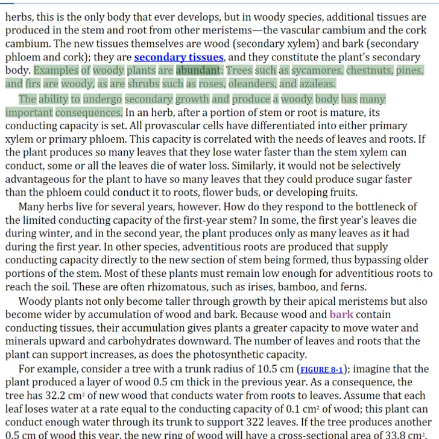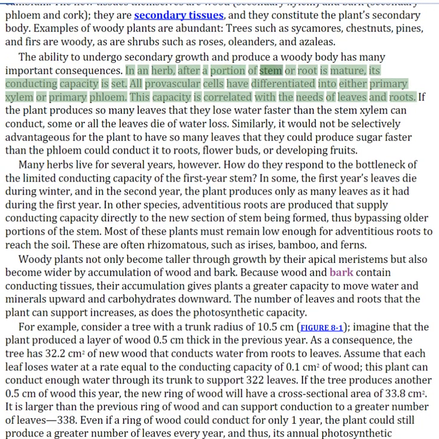Examples of woody plants are abundant. Trees such as sycamores, chestnuts, pines, and firs are woody, as are shrubs such as roses, oleanders, and azaleas. The ability to undergo secondary growth and produce a woody body has many important consequences. In an herb, after a portion of stem or root is mature, its conducting capacity is set. All provascular cells have differentiated into either primary xylem or primary phloem. This capacity is correlated with the needs of leaves and roots.